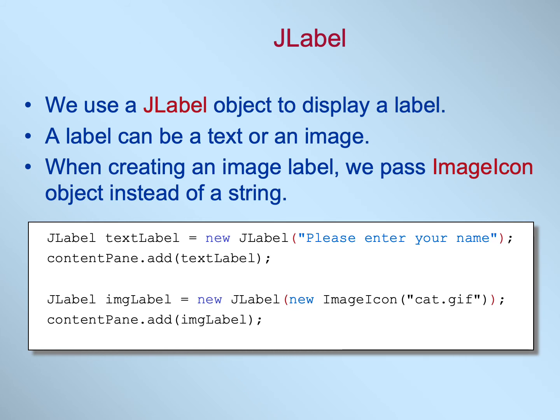If we want our JLabel to display an image, we would write it as JLabel imageLabel equal to new JLabel, new ImageIcon, and the image that we want to use. Same as before, now we would add our label onto our content pane by writing contentPane.add(imageLabel). The image that we want to use can be of other types, for example, GIF or JPEG.